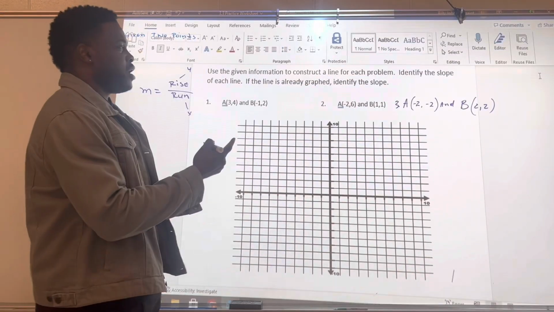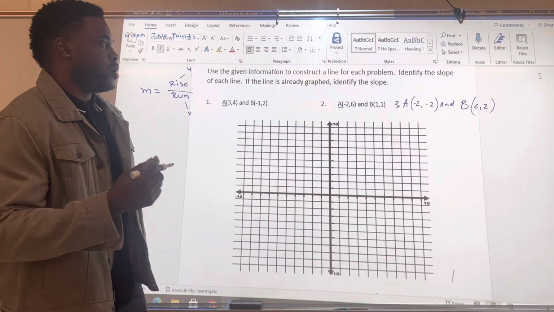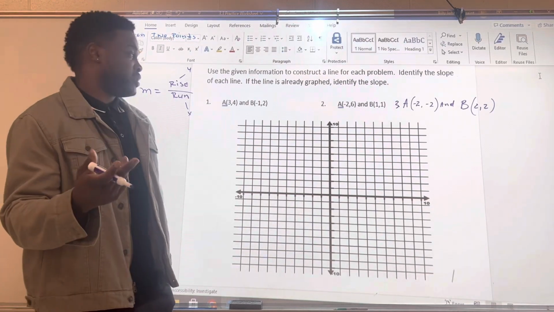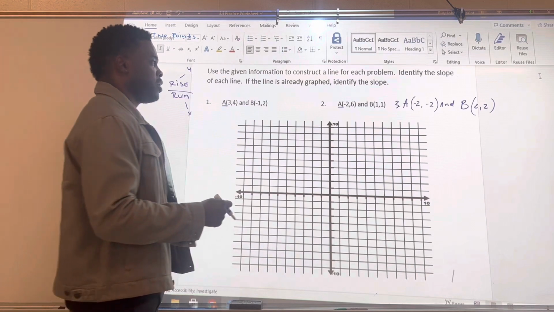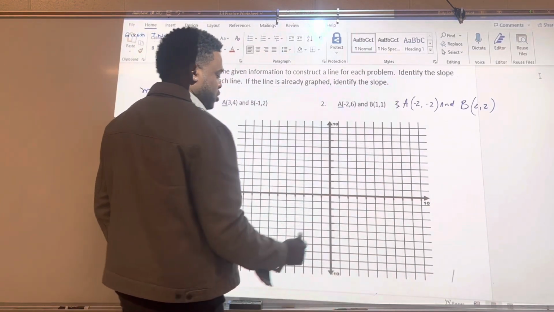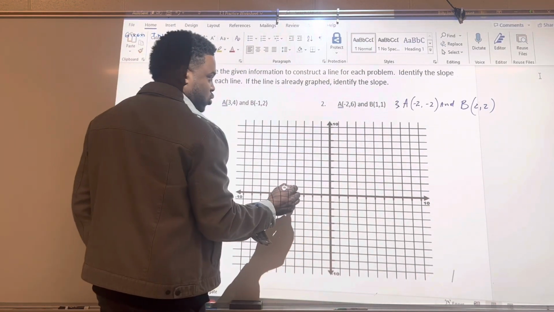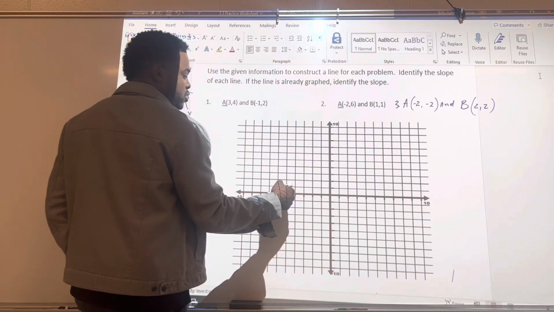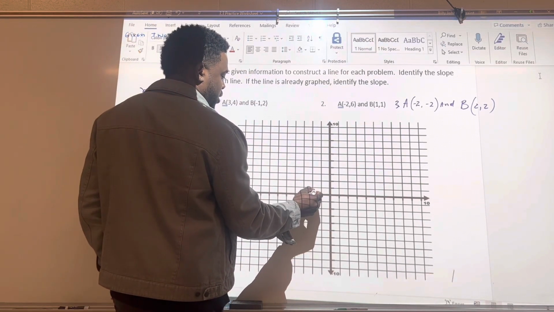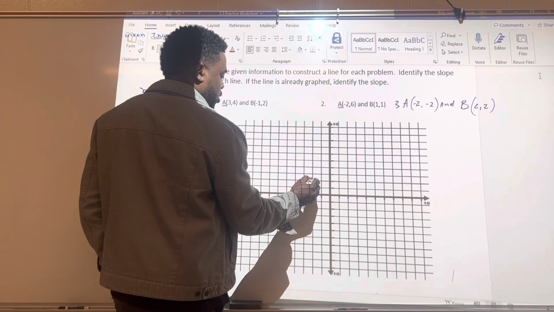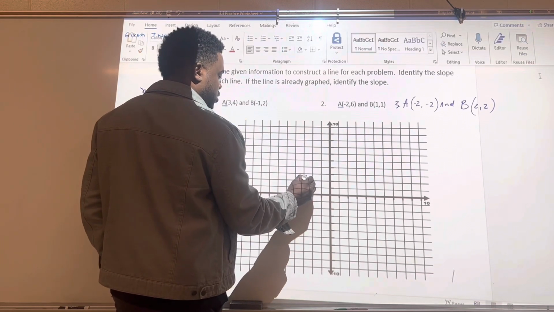All right, we have an extra example here with 3. Remember that the first thing we need to do is plot the points. Let's plot point A. It's going to be 2 units to the left, and then 2 units up. So my point A is over here.